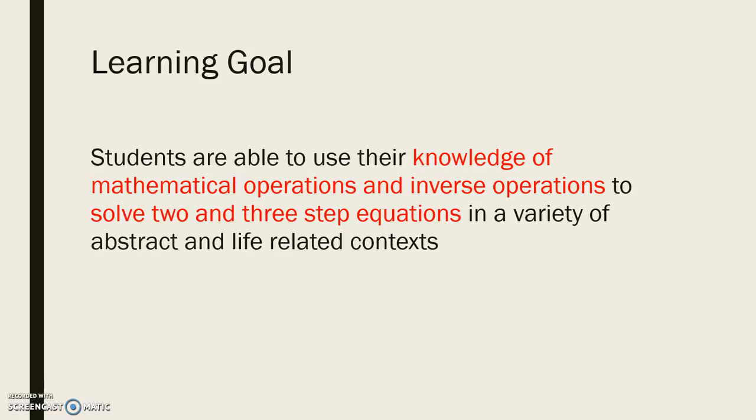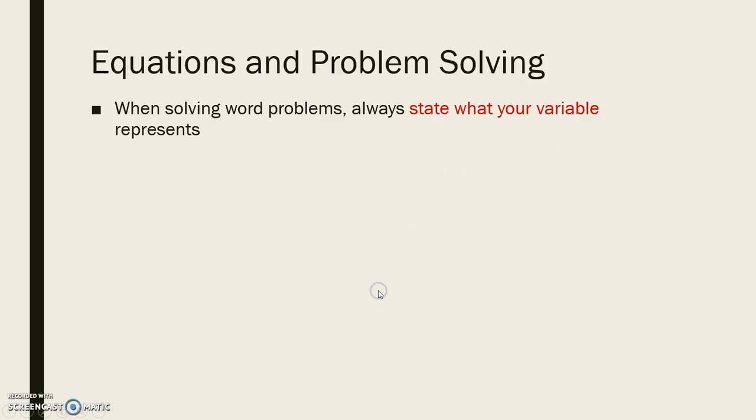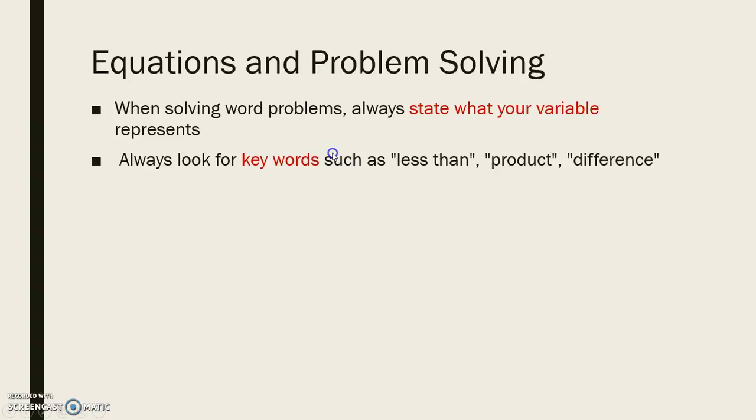So we're still using the same thing, but the big difference this time, as well as using our inverse operations and solving 2- and 3-step equations, is that we're looking at life-related or abstract context, so some sort of context behind it all. So when solving word problems, always state your variable. That's part of our communication, ensuring that I, as the teacher, know what you're talking about, but also any other observer or reader of your work can follow what you've done.